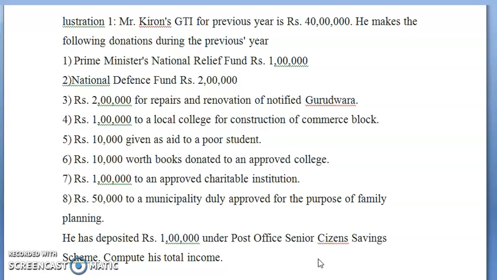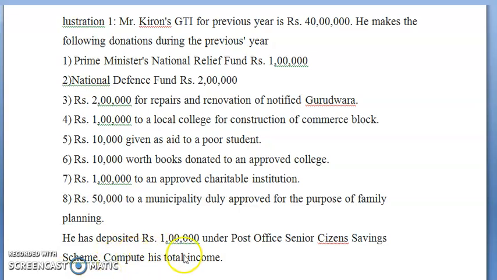So we'll look at the problem. It is all about 80G. You can expect these types of problems in section B, and one or two items of 80G under section C also. Whatever items there are under 80G, we have to consider. So first we'll see what is asked.